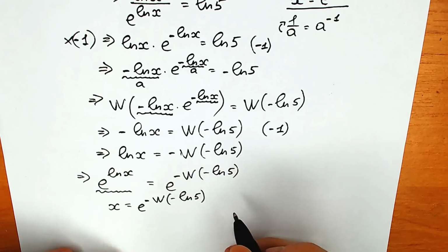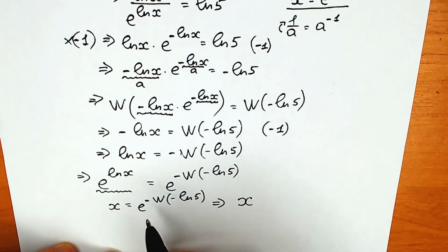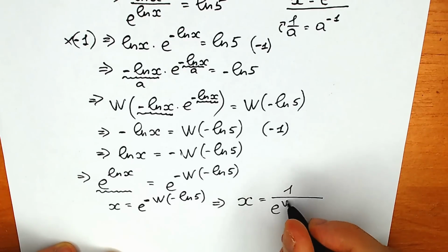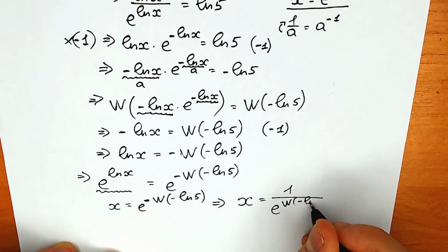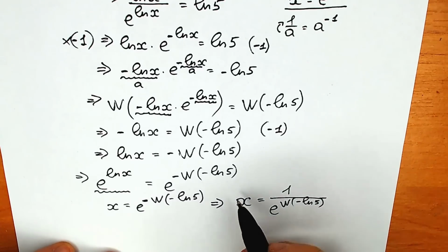We can easily simplify it. We can do one really tricky move from here. We can easily write it in our denominator, because we have a negative power. So as a result, x is equal to 1 over e to the power Lambert W function of minus natural log 5. And this looks like our answer to this question.